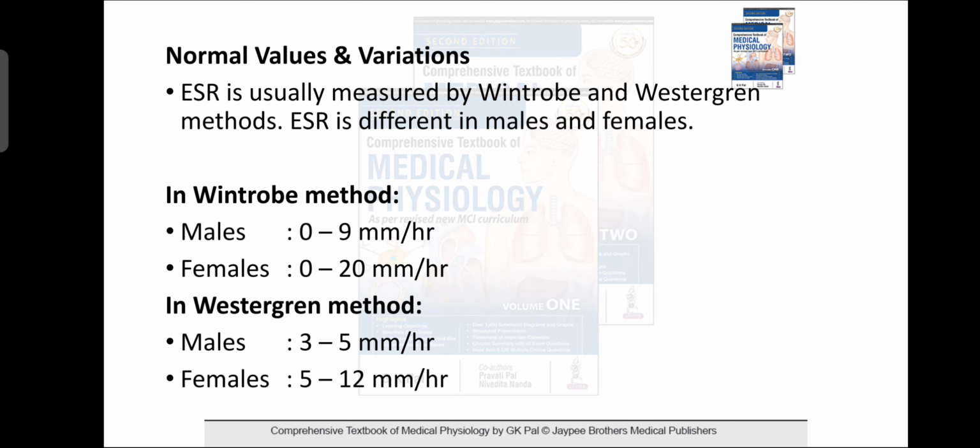Which are the normal values and variations? Erythrocyte sedimentation rate is usually measured by Wintrobe and Westergren's methods. ESR is different in males and females by the Wintrobe method and Westergren's method. So Westergren's pipette is there and Wintrobe's tube is there. When we measure ESR by the Wintrobe method, in males it is 0 to 9 mm per hour, in females 0 to 20 mm per hour. It is usually measured at the end of 1 hour. In Westergren's method, in males it is 3 to 5 mm per hour and in females 5 to 12 mm per hour.